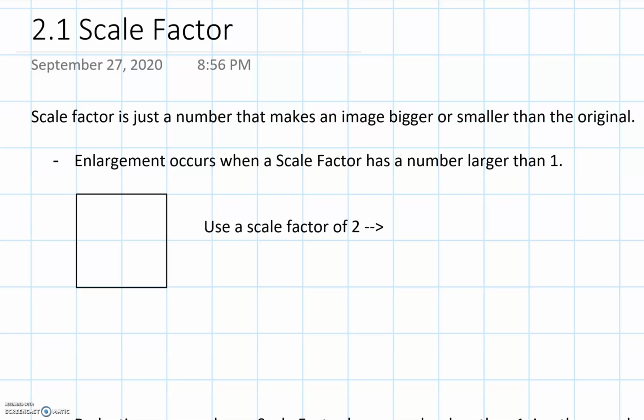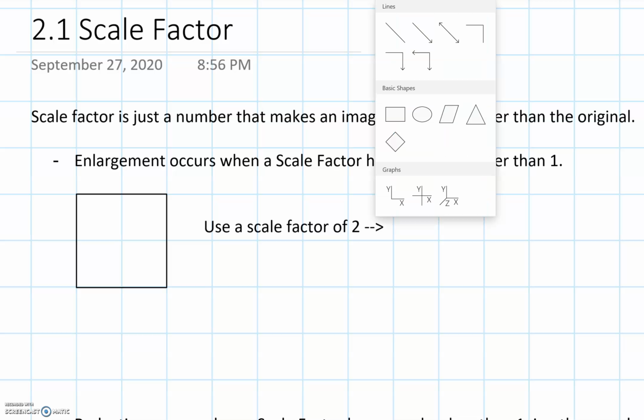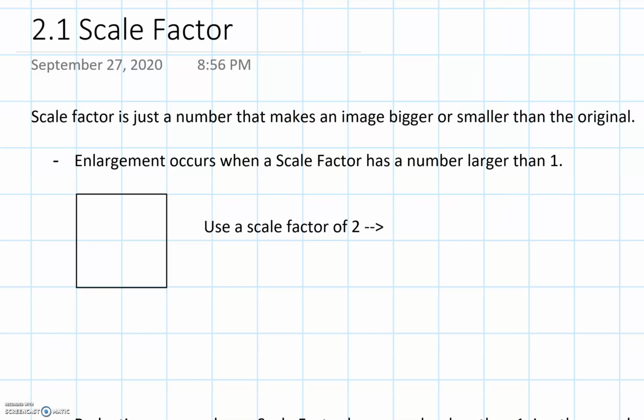So an enlargement happens, that means making the image bigger than the original, when a scale factor has a number that is larger than 1. So here we have a scale factor that is listed at 2. Alright, so I'm going to draw a shape. Actually, let's use a different color, green. I'm going to draw a shape here that has a scale factor of 2.